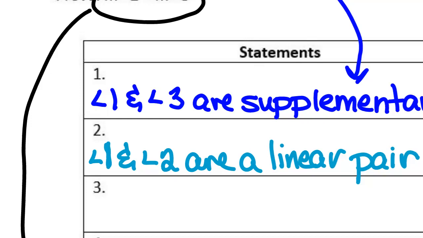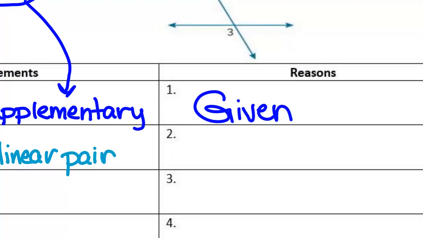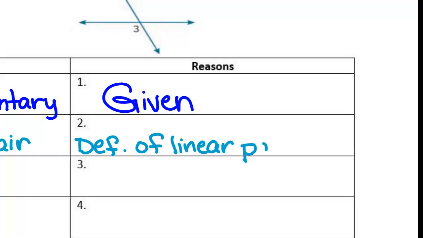Why would I be allowed to say that? I can't just write it because the picture shows me so. So we've got to find a reason off the red paper that I would be allowed to say that angle 1 and angle 2 are a linear pair. Definition of a linear pair.